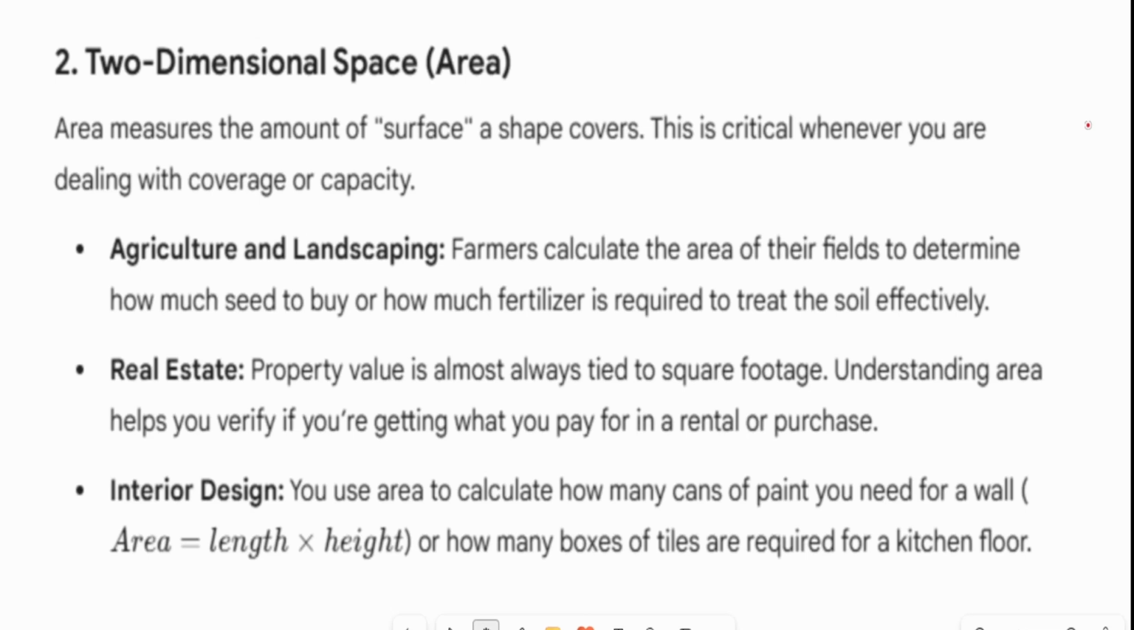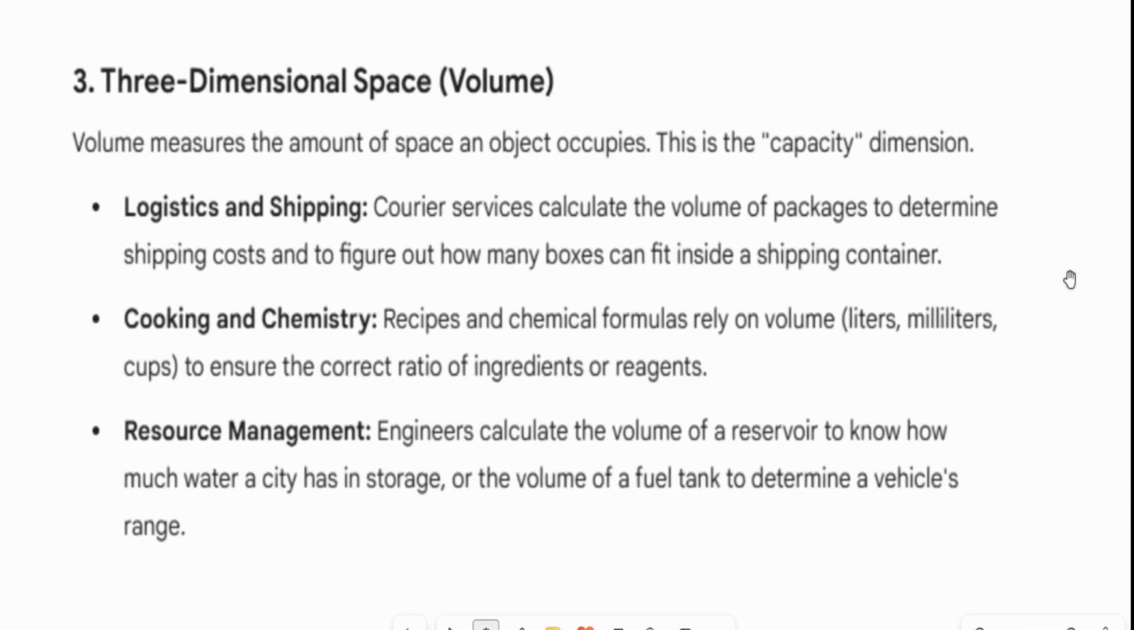Let's go to the last one, which is volume. As we progress from 1 and 2, volume is a three-dimensional space, and volume measures the amount of space an object occupies. And we can say that volume is the capacity of an object or space. And we are going to look at 3 areas of application of volume. The first one is logistics and shipping. Courier services calculate the volume of packages to determine shipping cost and to figure out how many boxes can fit inside a shipping container.